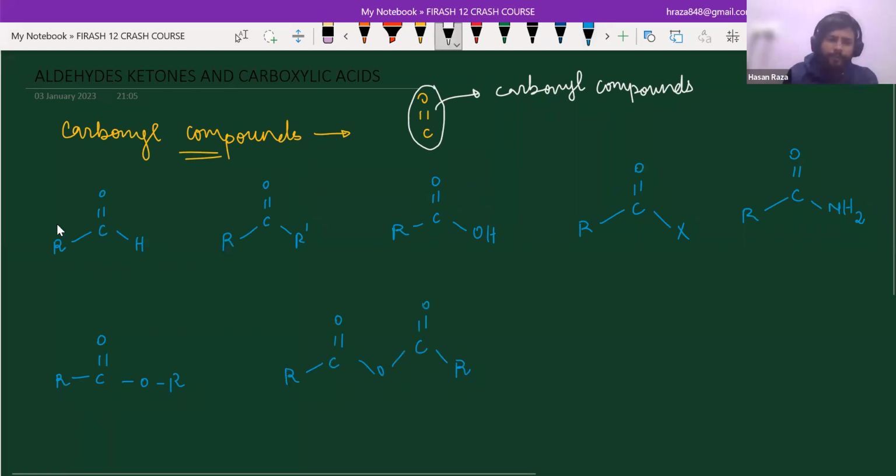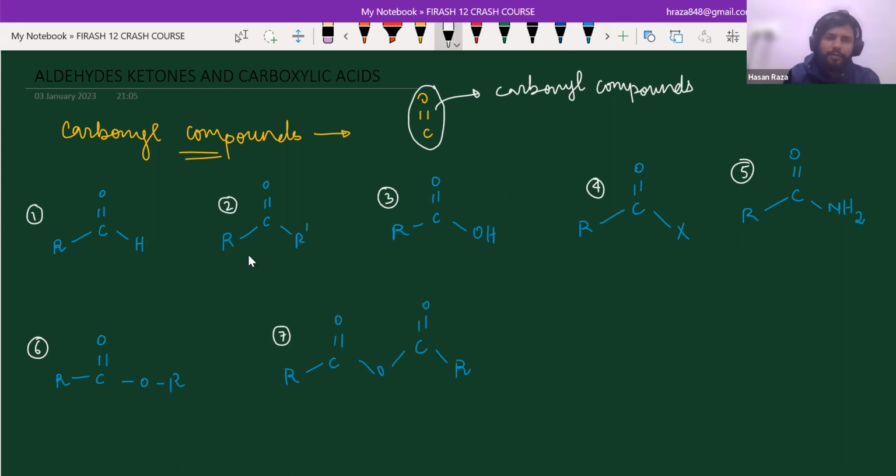Now I want you to tell me the name of this first. Which functional group is this? First, second, third. Can you tell me? Starting from the first. First is a carbonyl compound. All of them are carbonyl compounds because every group has C double bond O. But if you are going to be specific, which functional group is this?